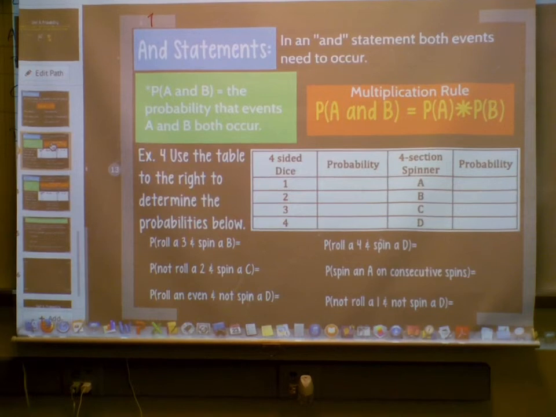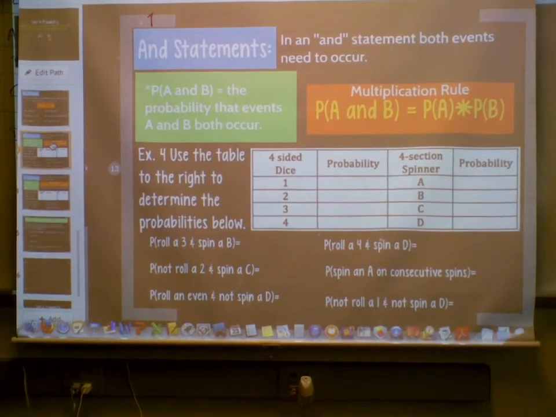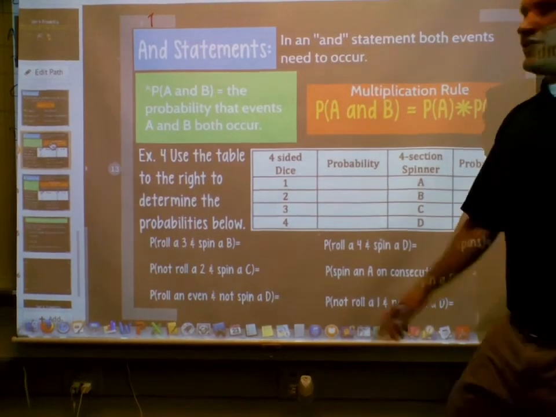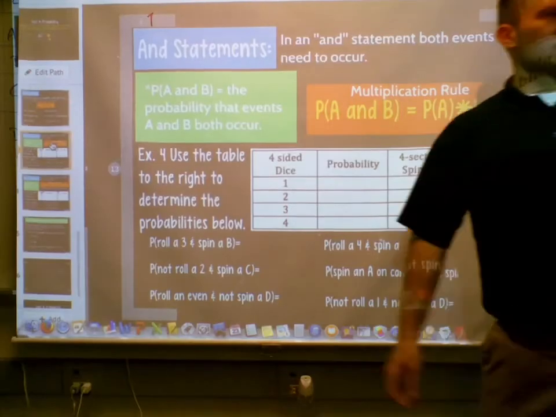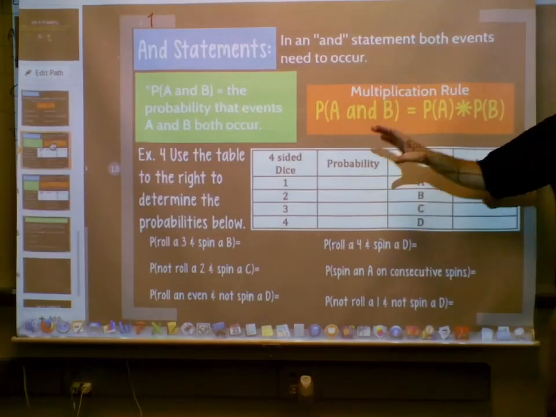So where it says and statements, I want you to write this. Where it says probability of A and B, I want you to write this. Okay. And then we'll get to the multiplication rule here in a second.